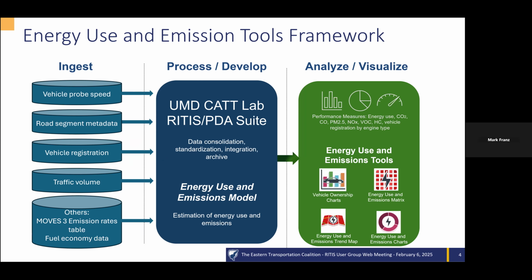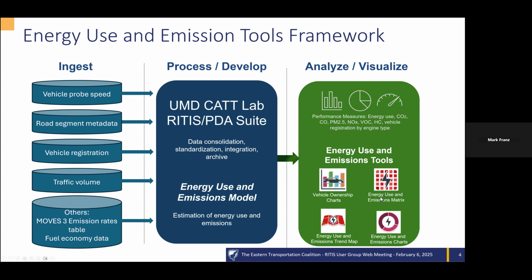So we take all that input data, we apply our models to it, we've used different data sources, and then we have the outputs that are available in 4 different tools, which I'll give a demo of each of these tools independently. So we have the vehicle ownership chart tool, which basically only uses the vehicle registration data and shows the trends in the change in vehicle types adoption rates in a given zip code.